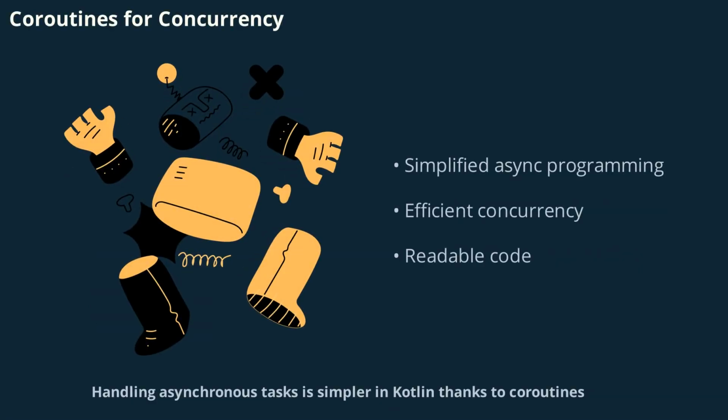Handling asynchronous tasks is simpler in Kotlin thanks to Coroutines. Coroutines provide a more readable and efficient way to manage concurrency, making it easier to write code that performs multiple tasks simultaneously. Java's approach to concurrency is more complex and less intuitive, giving Kotlin a clear edge in modern app development.